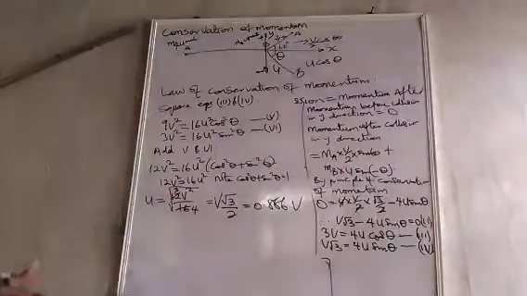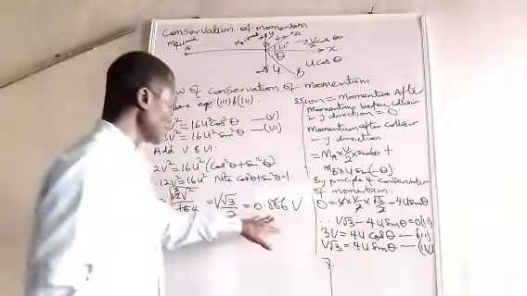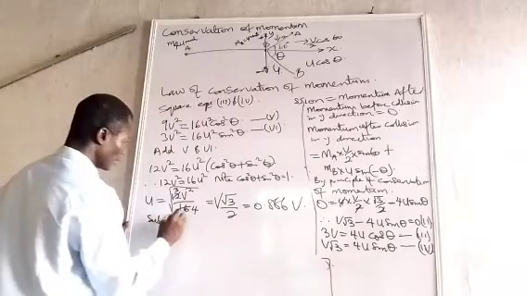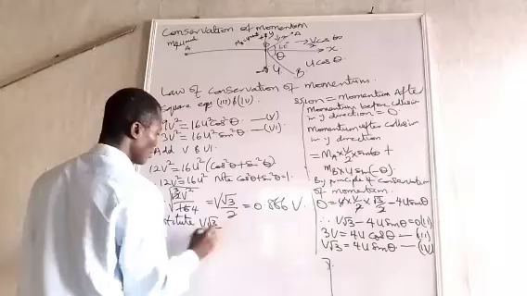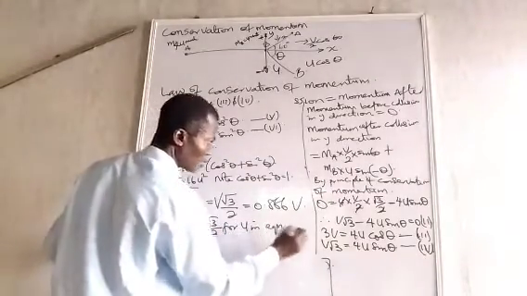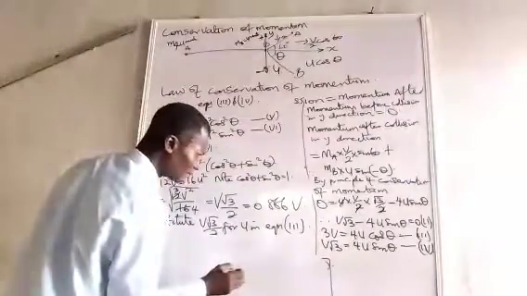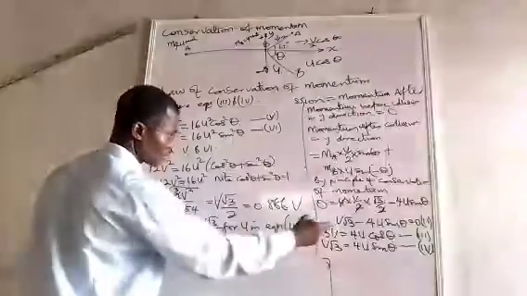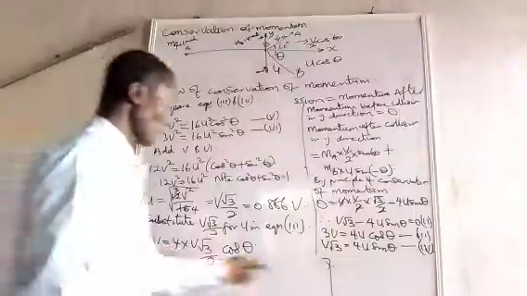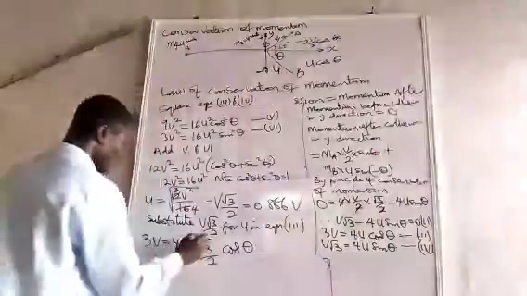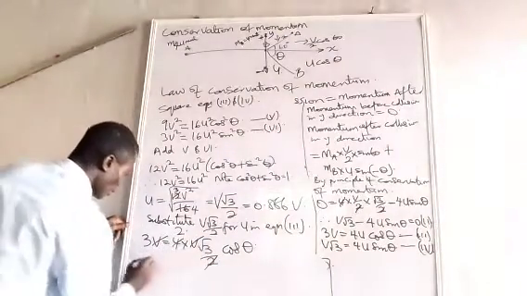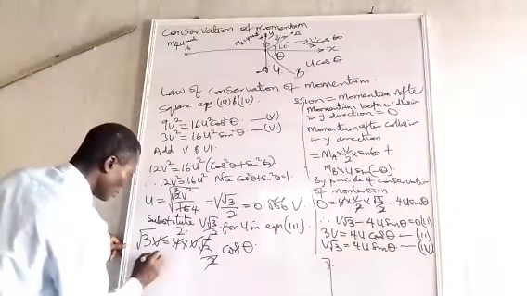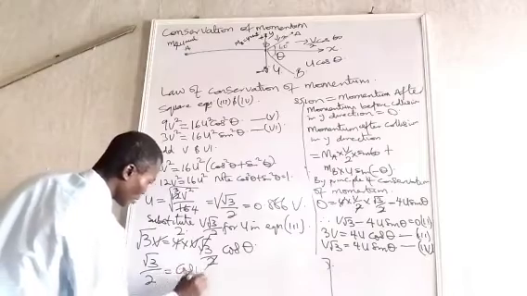That is u. Now, let us find theta. You can easily find theta by substituting this into this equation. Substitute v root 3 over 2 for u in equation 3. So we have 3v is equal to 4 times v root 3 over 2 cos theta. Let me divide this through, so root 3 over 2 is equal to cos theta.